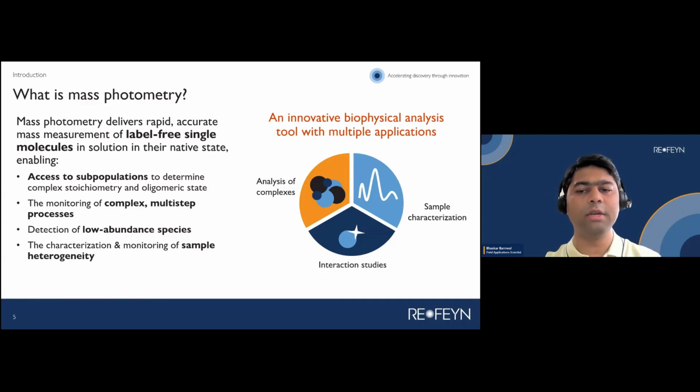We at Refeyn believe that this technology can help accelerate science, by making characterization more straightforward and making it possible to analyze complexes, assembly, and interactions in new ways.